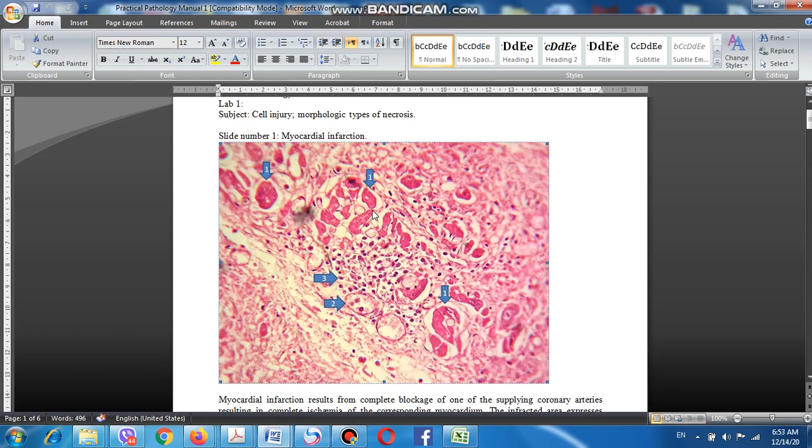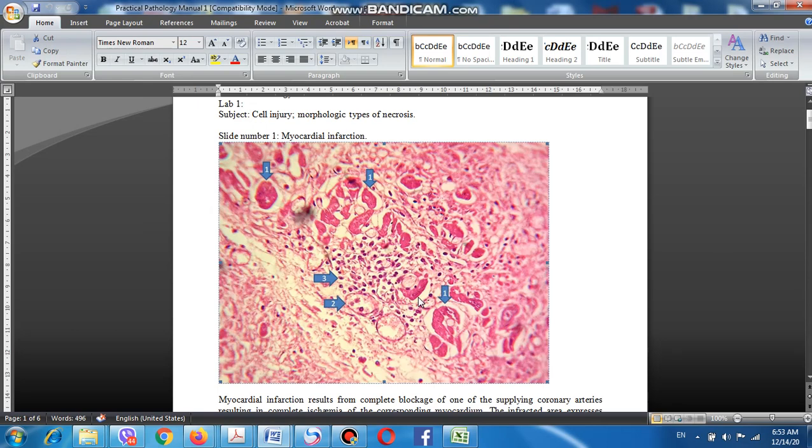Coagulation of proteins will lead to coagulation of lysosomal enzymes, and coagulation of lysosomal enzymes will result in inactivation of lysosomal enzymes. That's why the cells are preserved, the cell contours are preserved. But they are dead and mummified.